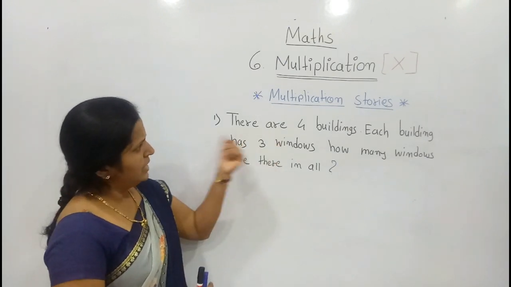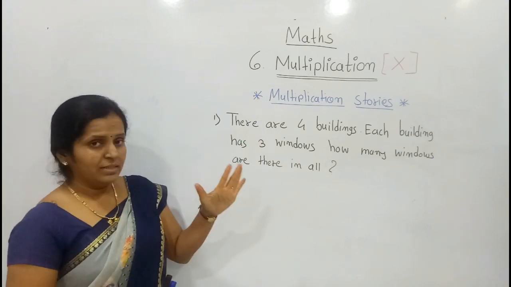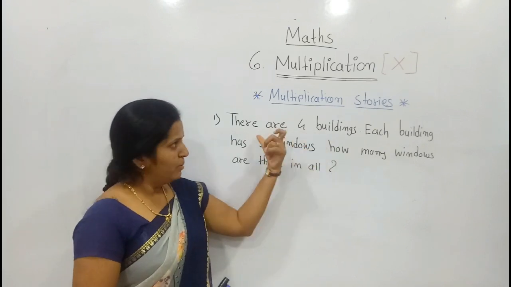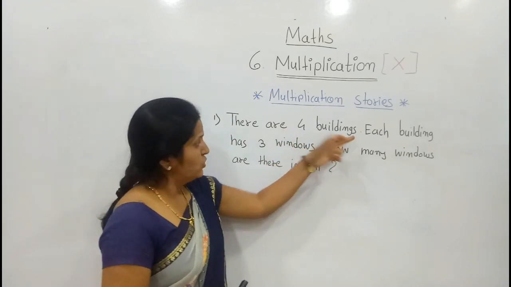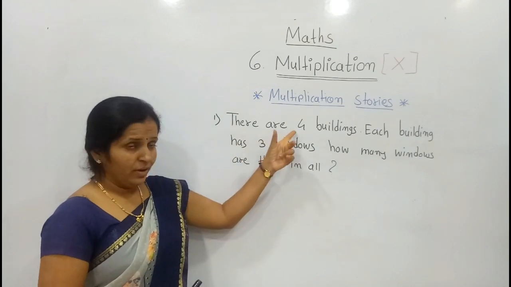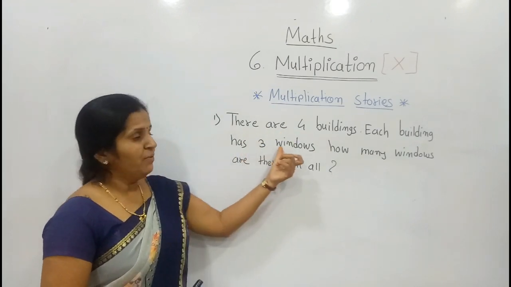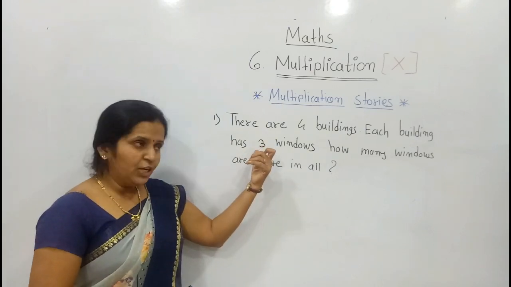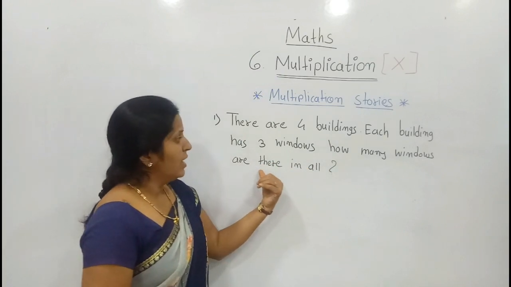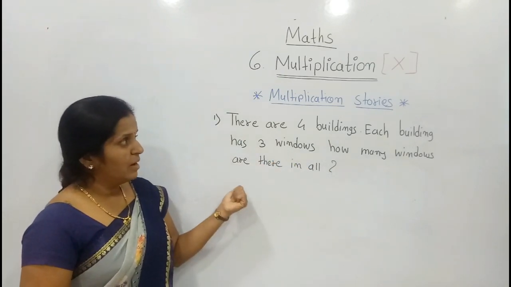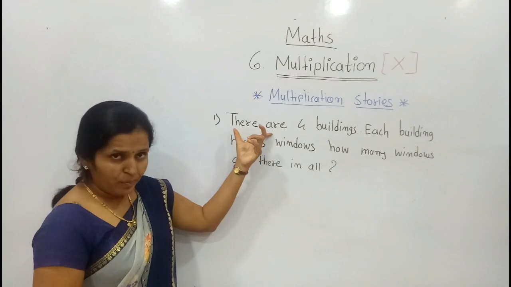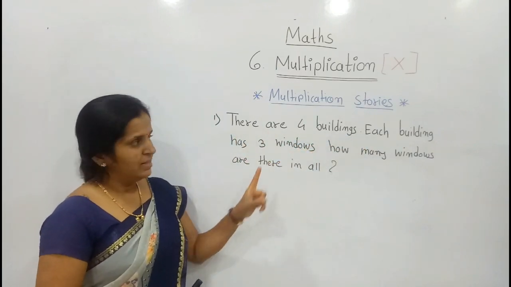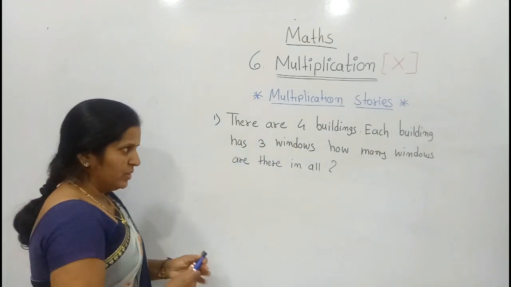Let's see one more example. Firstly read the example carefully. There are 4 buildings. Each building has 3 windows. Each building has 3 windows means एका building ला किती windows आहेत? 3 windows. How many windows are there in all? Means this is the example of multiplication. Firstly the group is given and the information about each group is given there. That is 3. Means 4 into 3.